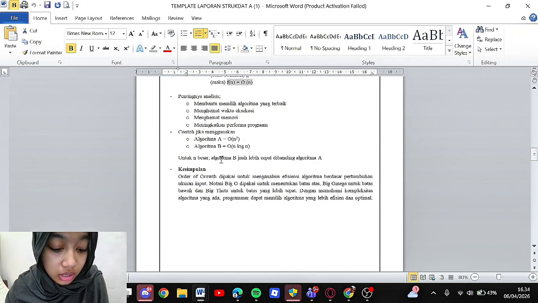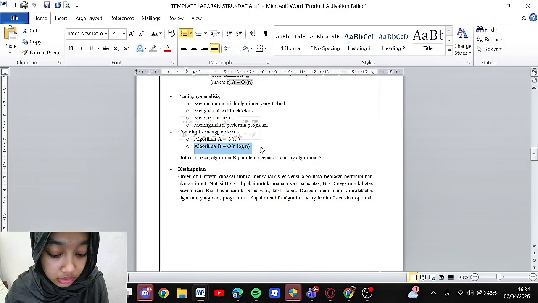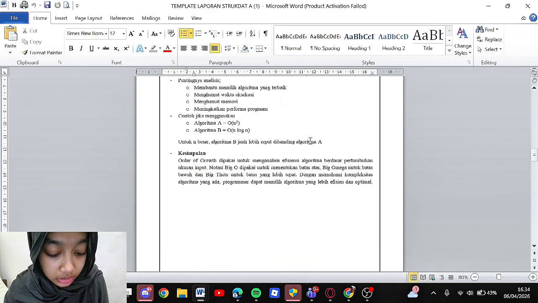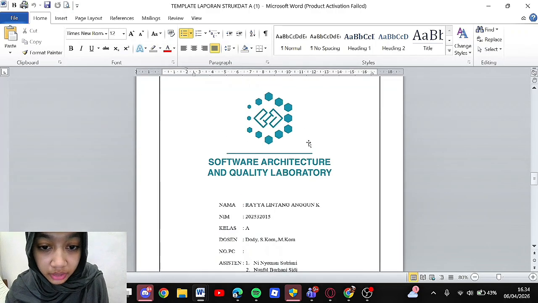And when n becomes large, algorithm B is much faster than algorithm A. Therefore, understanding complexity helps developers to make better decisions. Next, we move to the practicum.